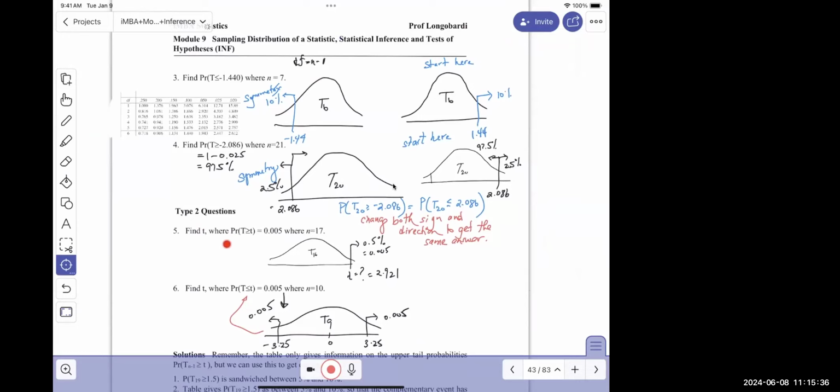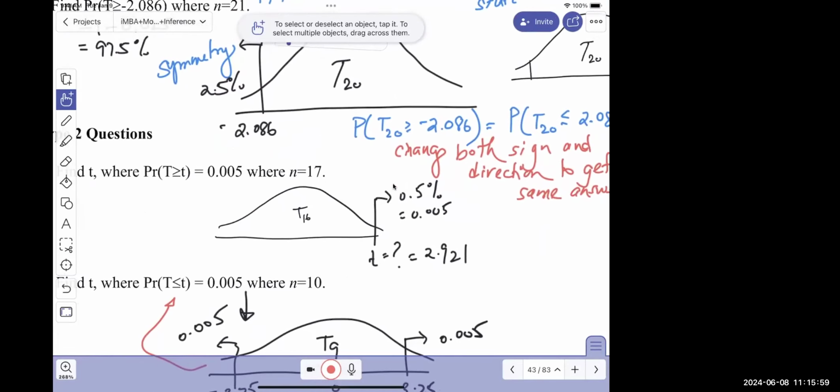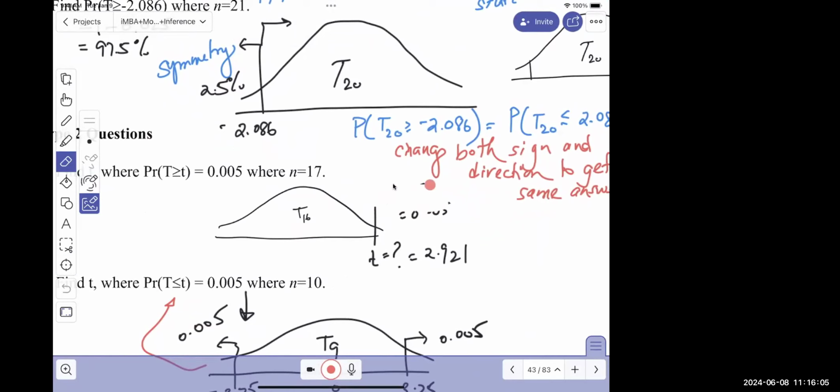So let's say instead we want to find the critical value. Okay, we want to find T, where you're told that the upper tail, so that's what that says, is 0.005 or 0.5%. With an n of 17, we have to look at the 16th row. So we go to the 16th row. Let me erase this. We'll just do this together.